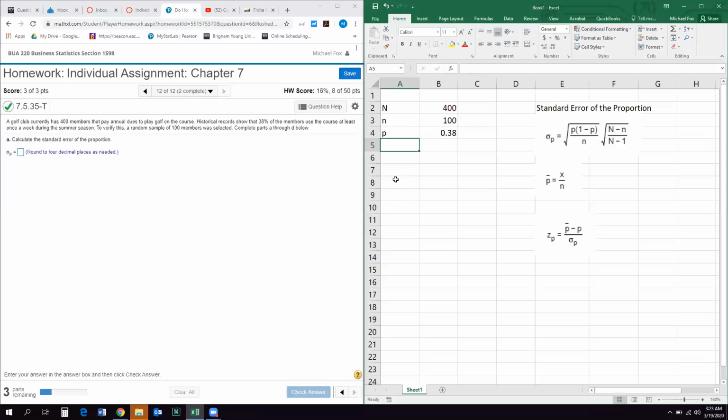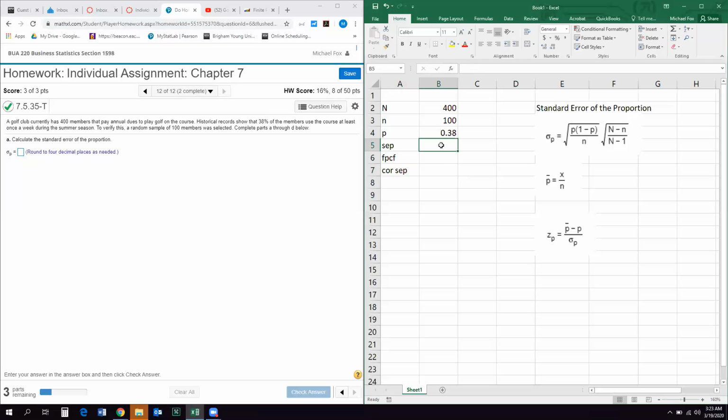So still, what I'm going to do, just for simplicity using Excel, is calculate the standard error of the proportion and the finite population correction factor separately. And then when I multiply the two times each other, that will give us the corrected standard error of the proportion.